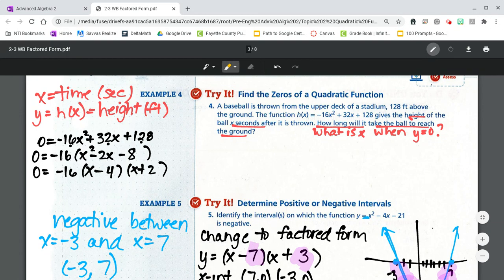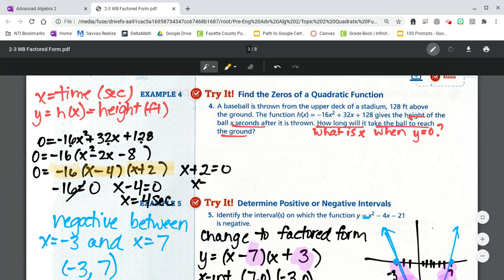All right, so now let's apply the zero product property. I'm going to set each factor equal to 0. So when I set the first factor equal to 0, is negative 16 ever equal to 0? No. So don't worry about that part. Then I'm going to set the second factor equal to 0. x minus 4 equals 0, which is going to tell me that x would be 4 seconds. Okay? Cool. Let's see what happens with x plus 2. If I set x plus 2 equal to 0, then x would equal negative 2 seconds.